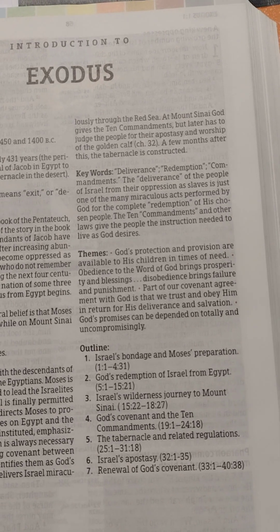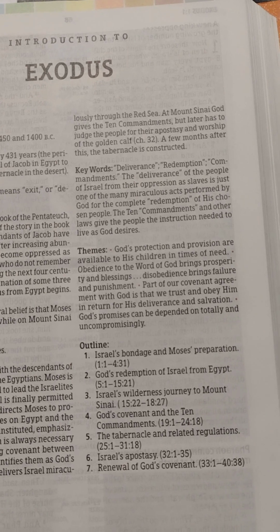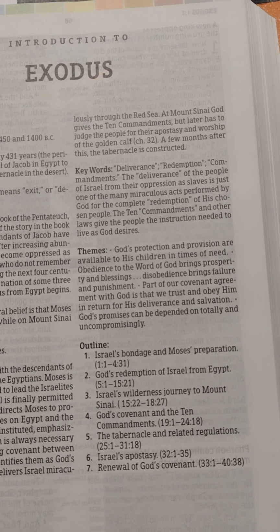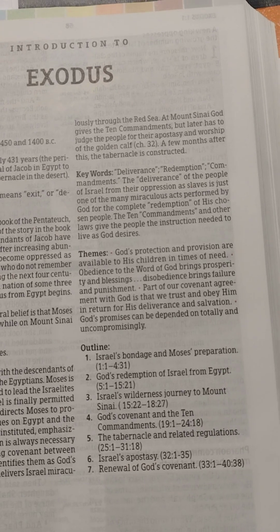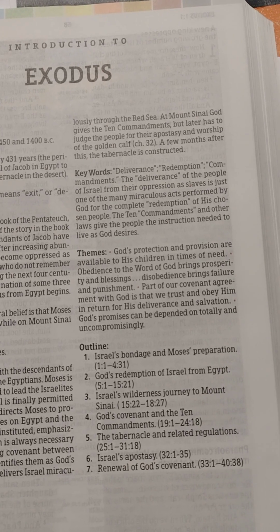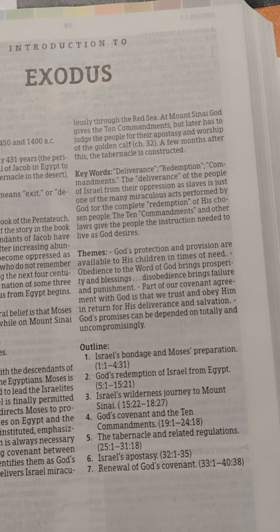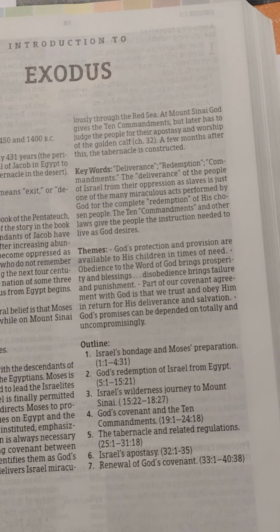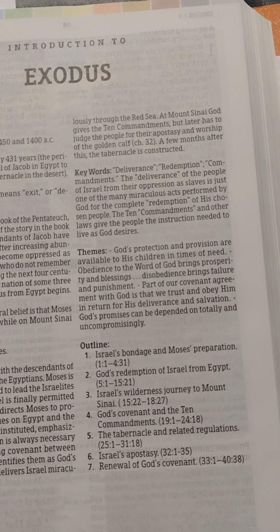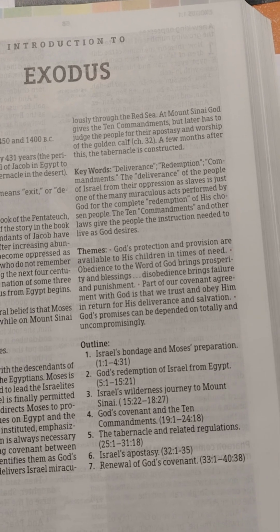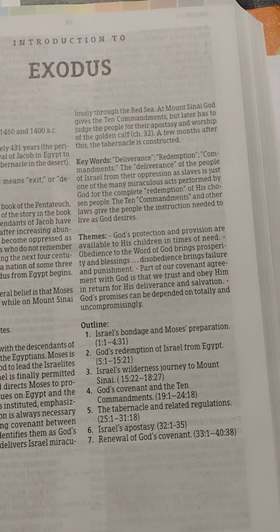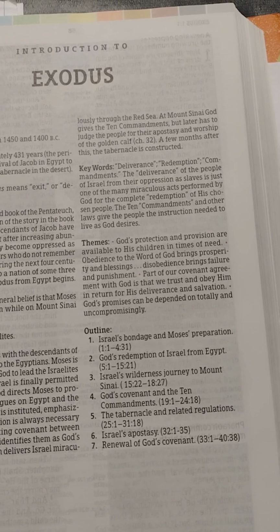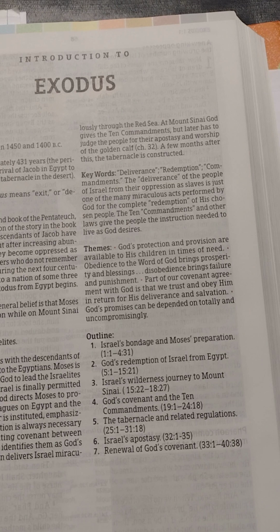The deliverance of the people of Israel from their oppression as slaves is just one of the many miraculous acts performed by God for the complete redemption of his chosen people. The Ten Commandments and other laws give the people the instruction needed to live as God desires. Theme: God's protection and provision are available to his children in times of need.